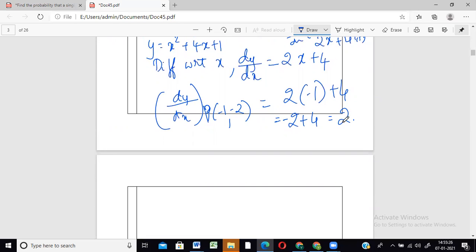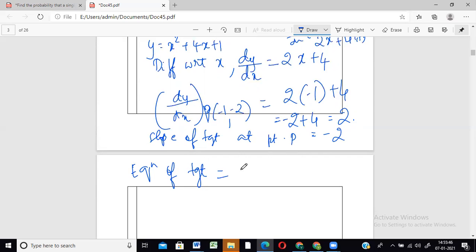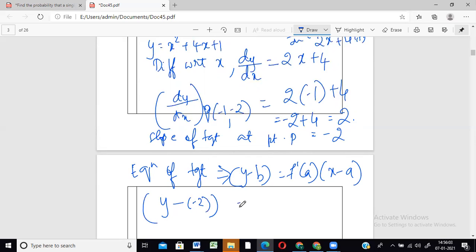Now, I told you that the derivative is nothing but the slope or gradient. So this is the slope of the tangent. Let us write: slope of tangent at point P is equal to 2. They asked us to find the equation of tangent. So the equation of tangent is y minus b equal to f dash of a, x minus a. You don't have to write this formula all the time, it's just because we are doing it for the first time. What is b? b is minus 2, equal to f dash of a, which we just found to be 2, times x minus a, where a is minus 1.